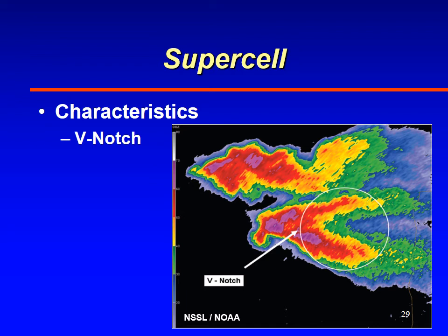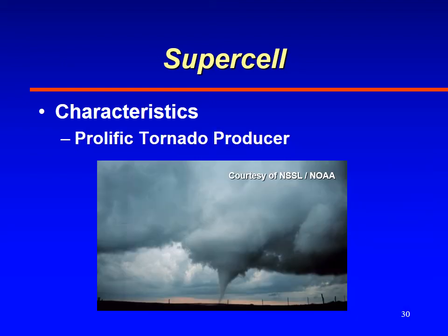One other thing, if you're looking at radar, you can tell the storm is a supercell by looking for the V notch. If you see this V notch, that's where the air is diverging around the upper-level updraft. So that tells you that it is a supercell. Supercells, of course, are prolific tornado producers and also large hail producers.